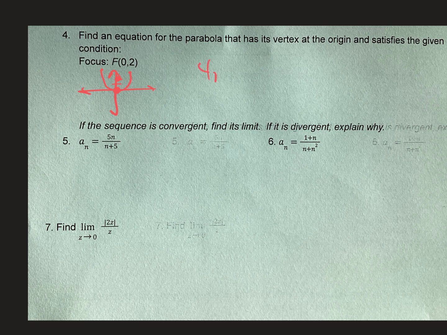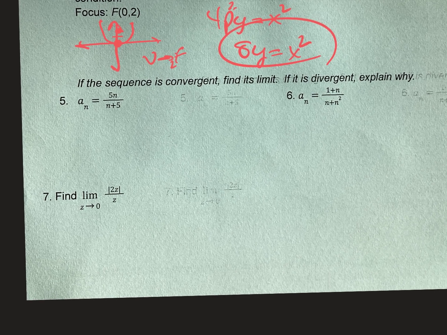Because it opens up, the 4p is in front of the y, and the x squared is over here. Now my p is how far it is from the vertex to the focus, which in this case is 2. So I'm going to put a 2 in for that p right there. 4 times 2 is 8, so I'm getting 8y equals x squared. And there it is.